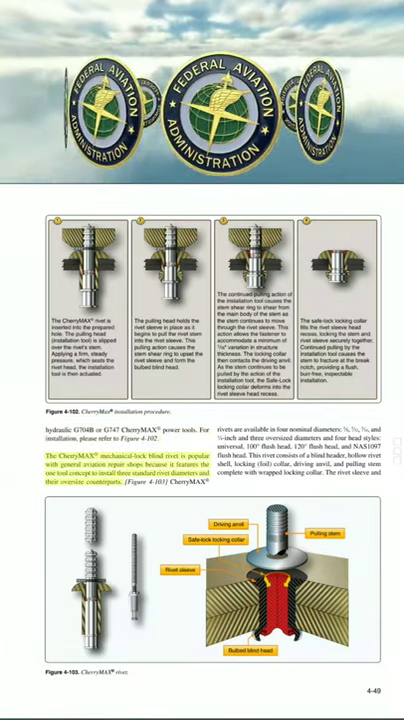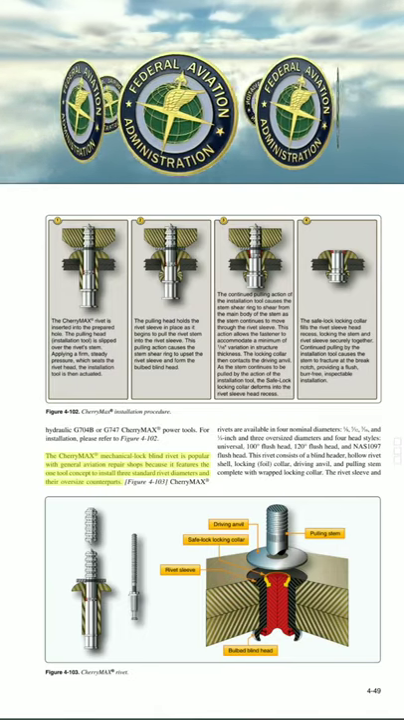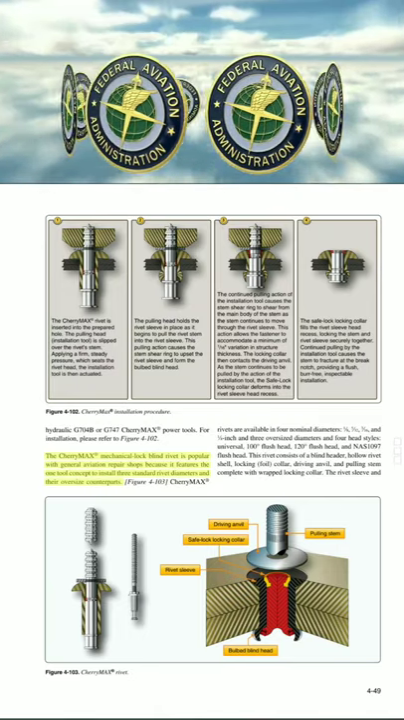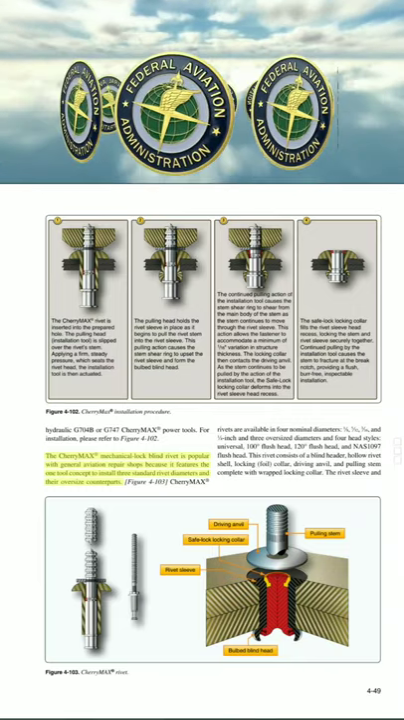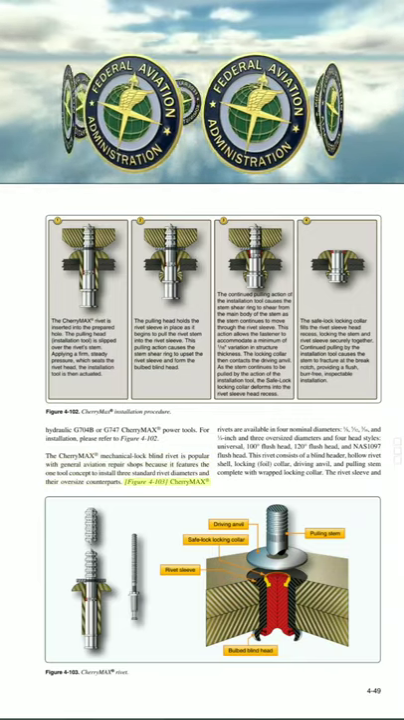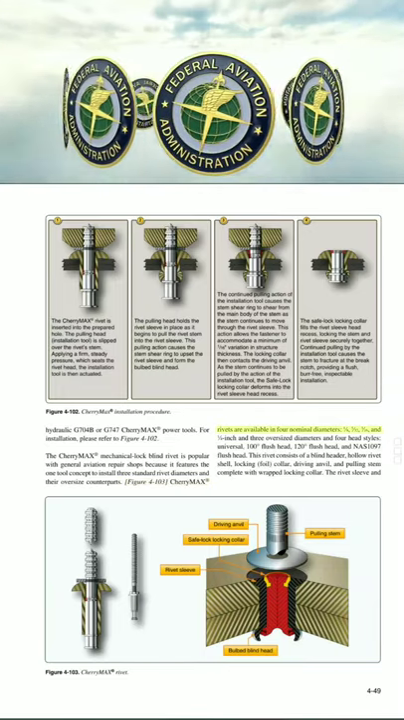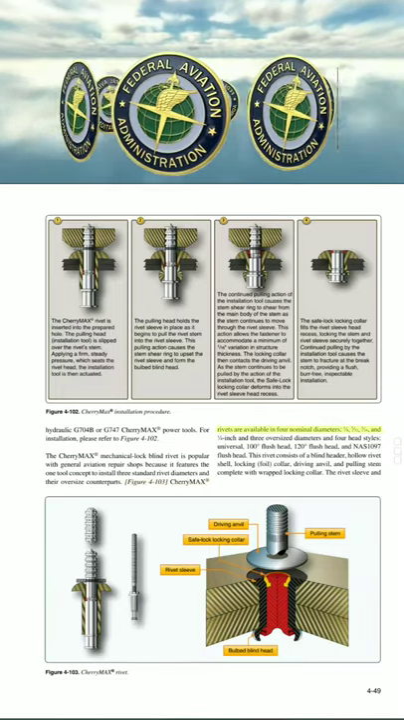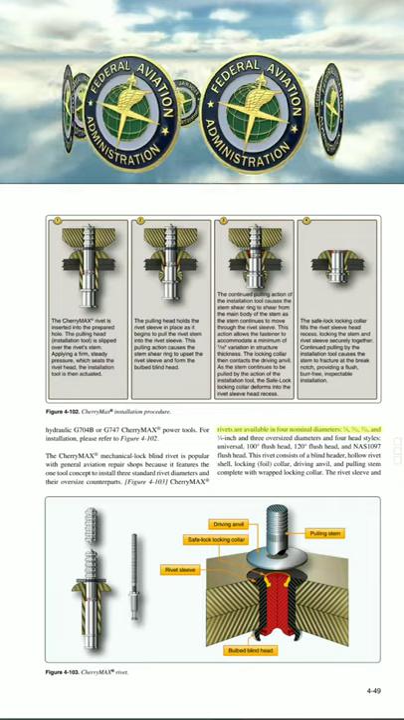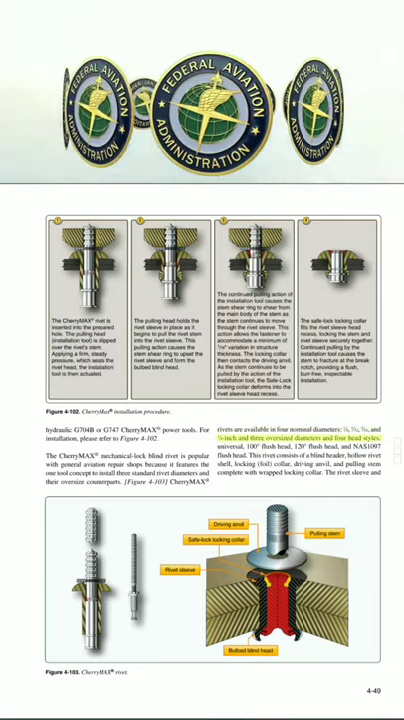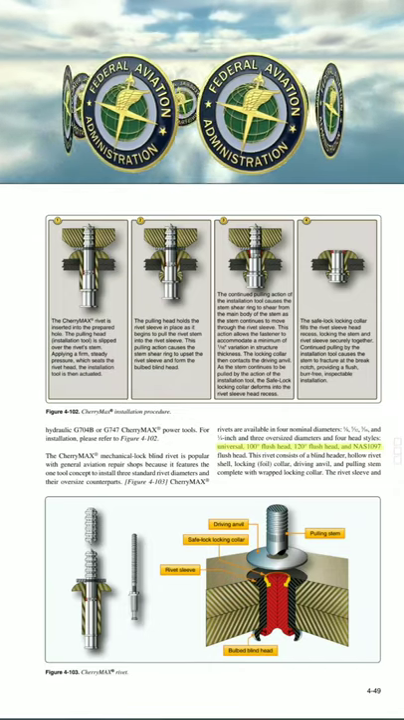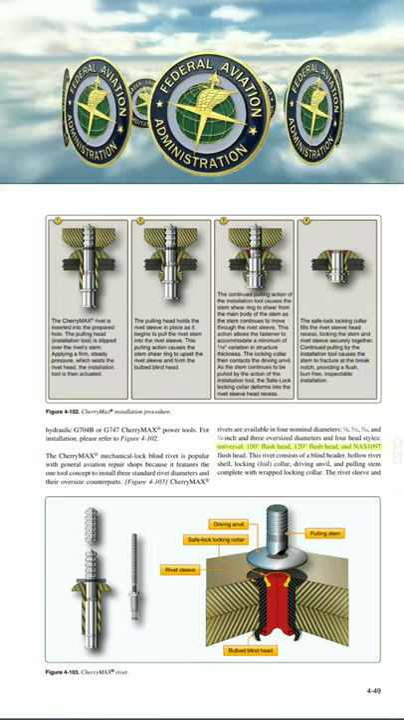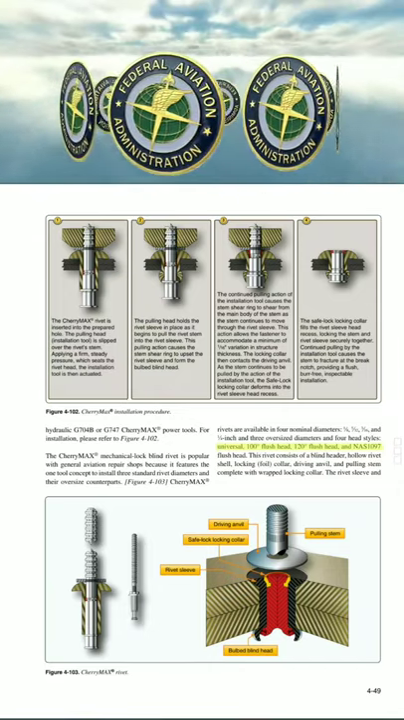The Jerrymax registered mechanical lock line rivet is popular with general aviation repair shops because it features the one tool concept to install three standard rivet diameters and their oversized counterparts. Figure 4-103. Jerrymax registered rivets are available in four nominal diameters: 1/8, 5/32, 3/16, and 1/4 inch and three oversized diameters and four head styles: universal, 100 degrees flush head, 120 degrees flush head, and NAS 1097 flush head.